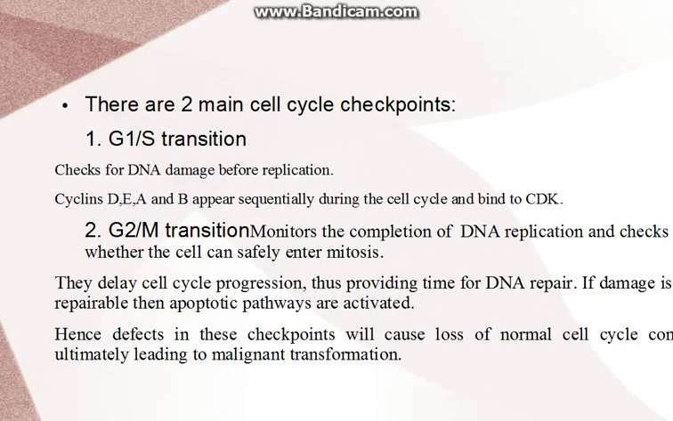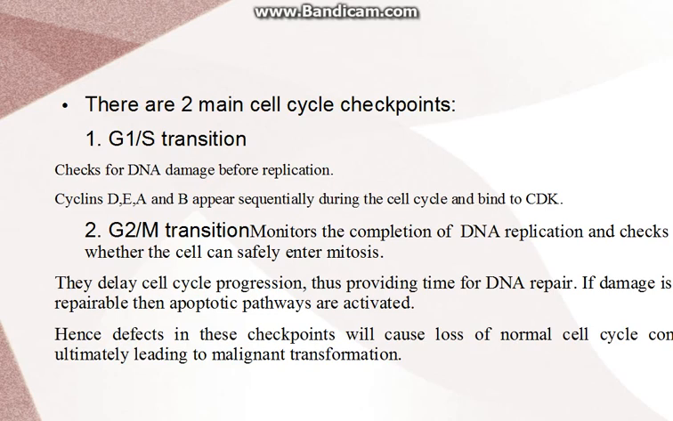Then the G2 to M transition. It monitors the completion of DNA replication. When the total DNA replication has taken place, it monitors it and checks whether the cell can safely enter mitosis. Now both these transitions can delay the cell cycle progression, and thus they can provide time.